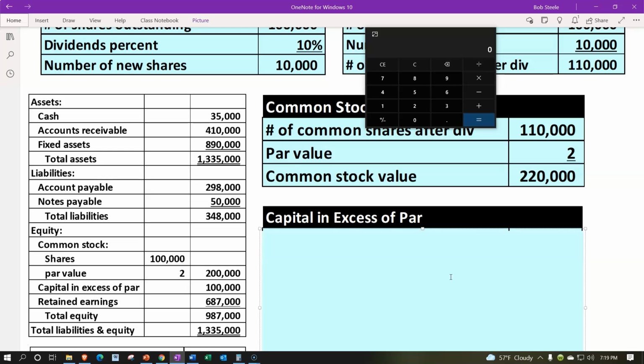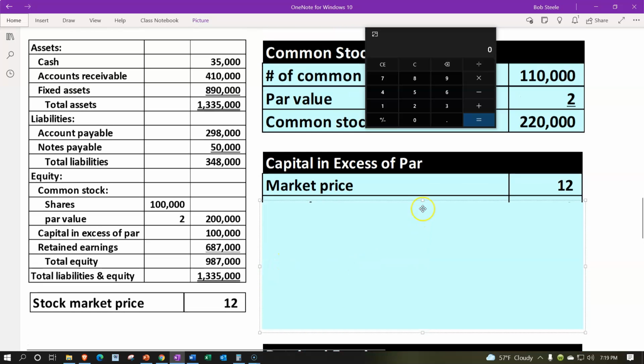Then we're going to have an impact on the capital in excess of par. Looking at that calculation, that's going to be this number here. This is our old numbers. We had the market value, which we're going to assume is 12 for our calculation. The par value is 2, which we already considered when we had to make the adjustment in the common stock.